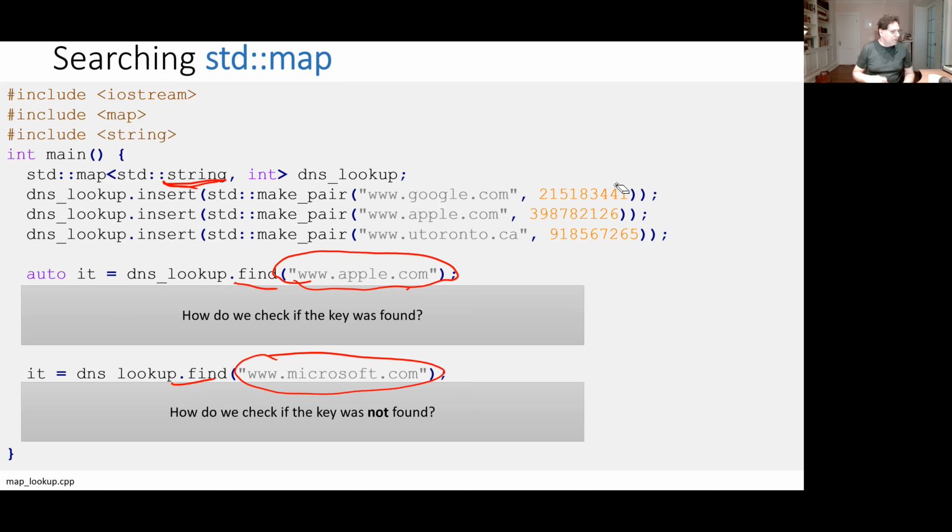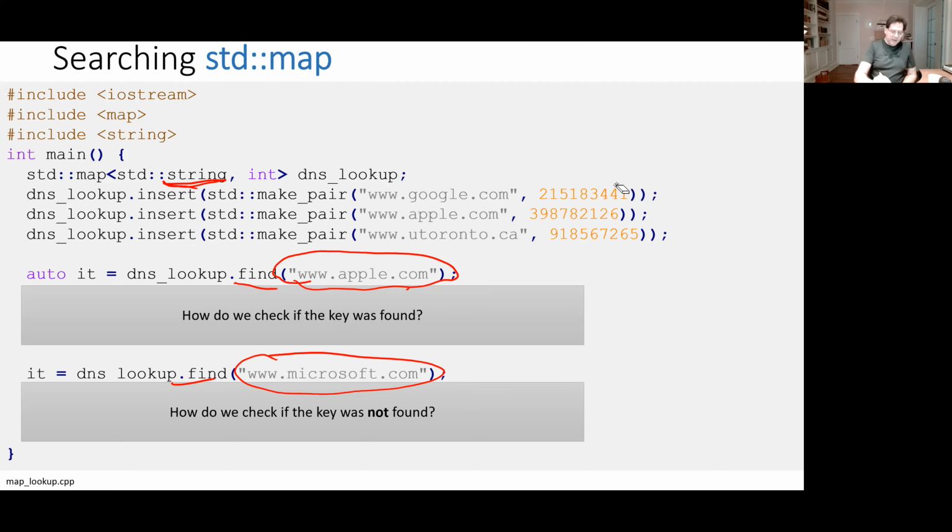Do real DNS servers use binary search trees? Yes, they'll use a mix of binary search trees, and we're going to see unordered maps later. But this would be one of the key data structures that they would use, the binary search trees and the variations on that theme.